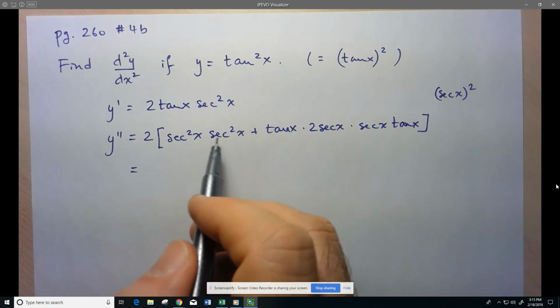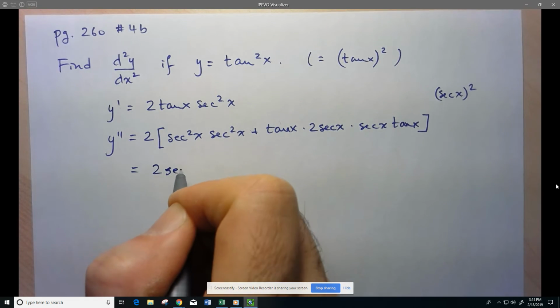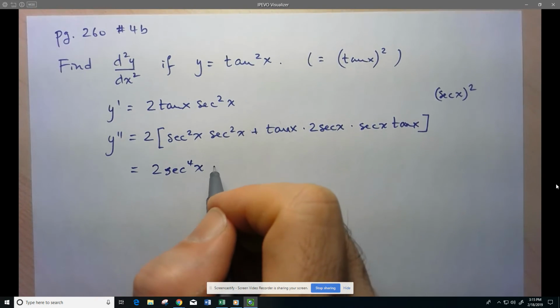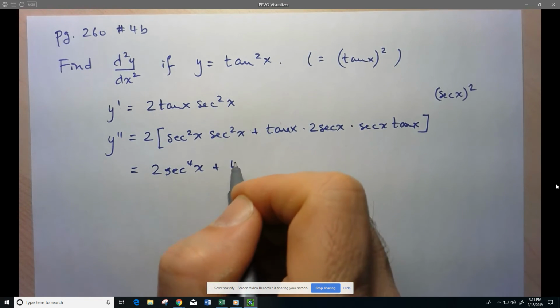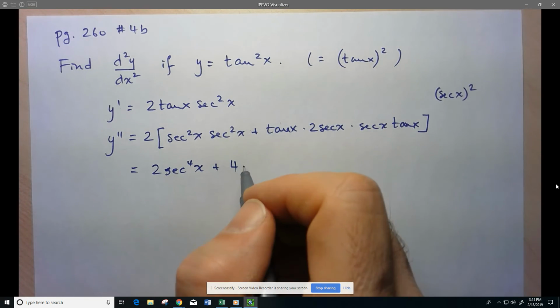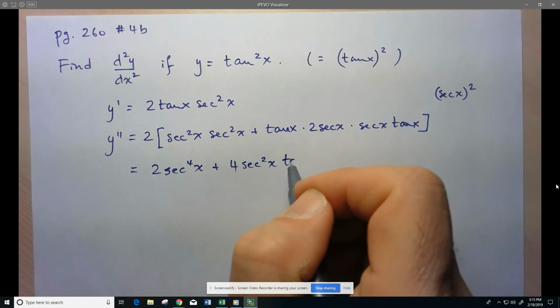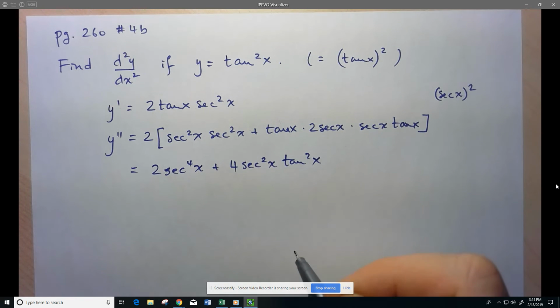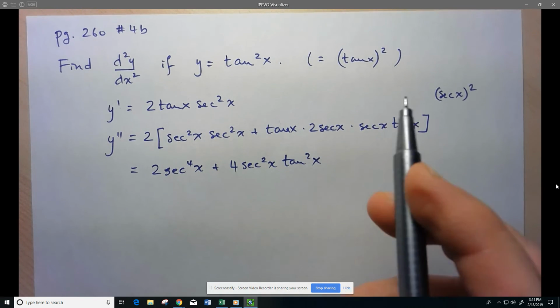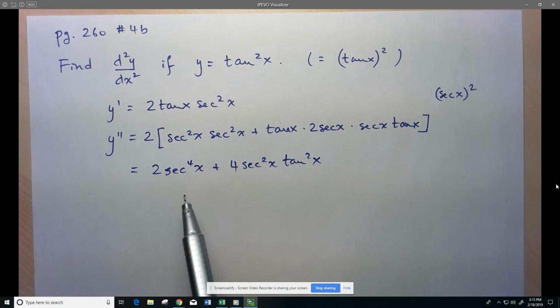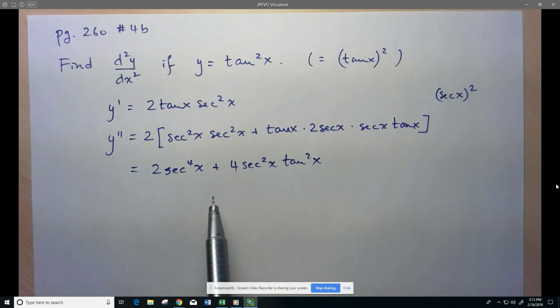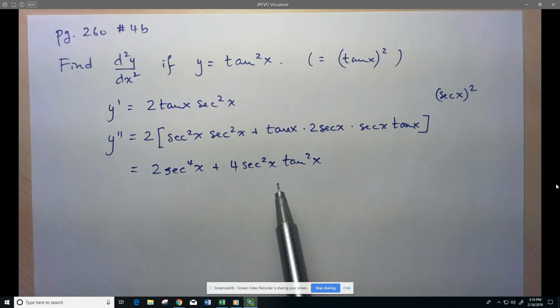If I distribute the 2, I just have 2 times secant to the 4th x, plus, well, there's another 2 there, so 4 times secant squared x and tan squared x. That's as far as I'm going to go. I suspect we could go a little further because secant squared and tan squared are connected by one of the Pythagorean identities. So you probably could simplify this a bit, but I'll just leave it like this.